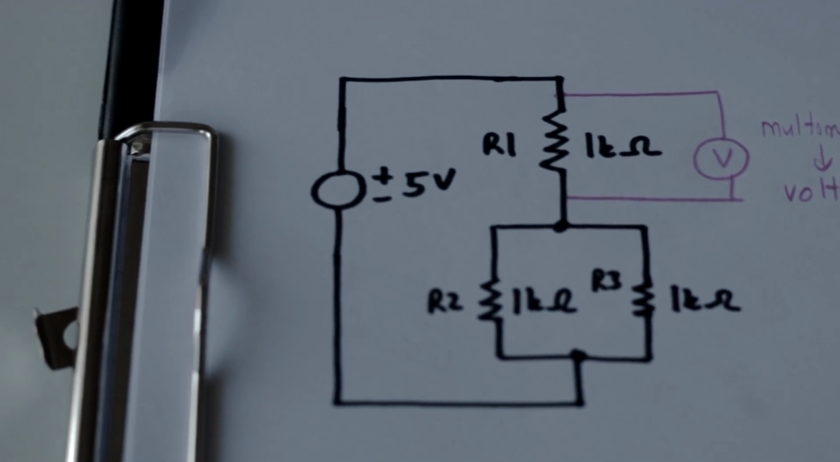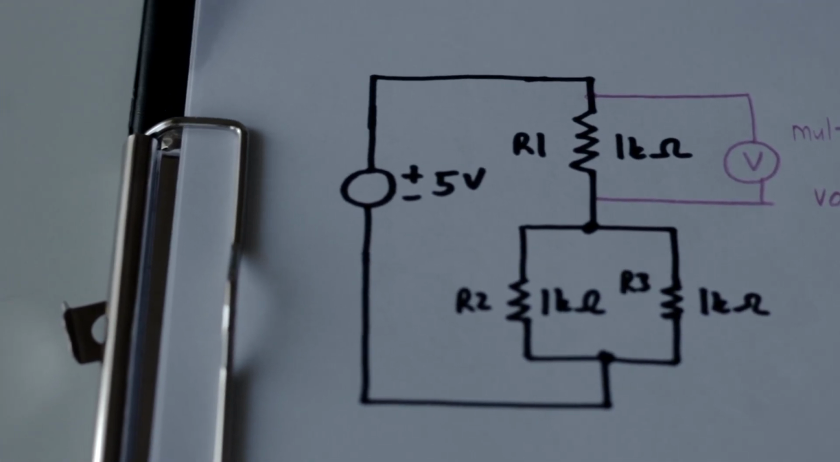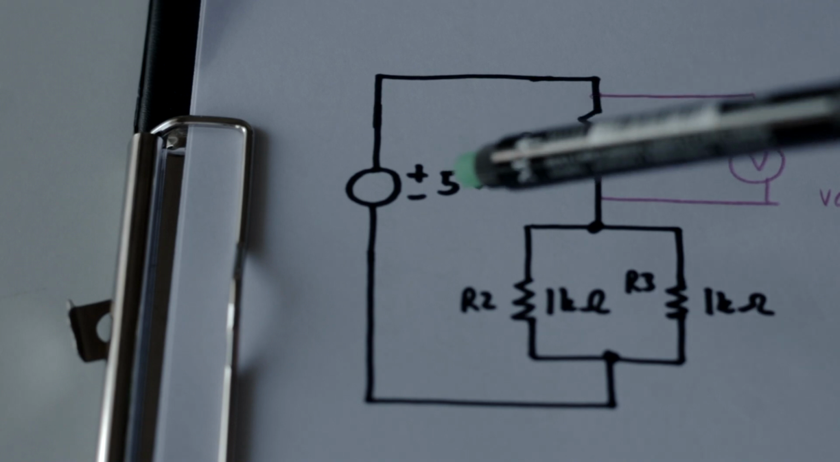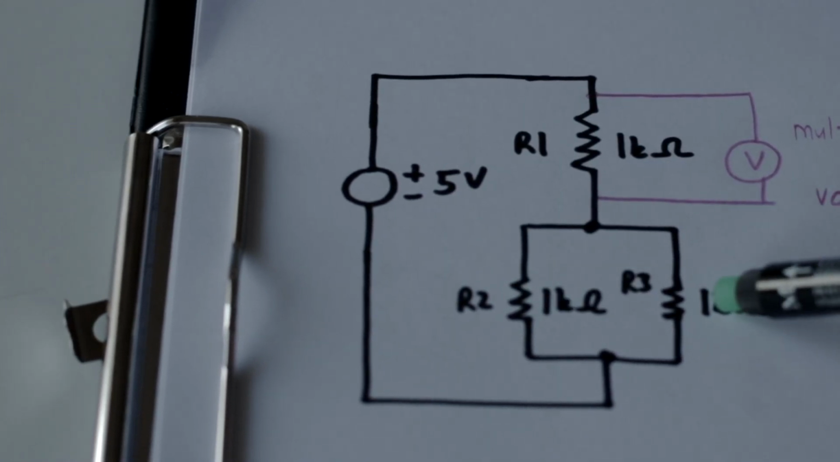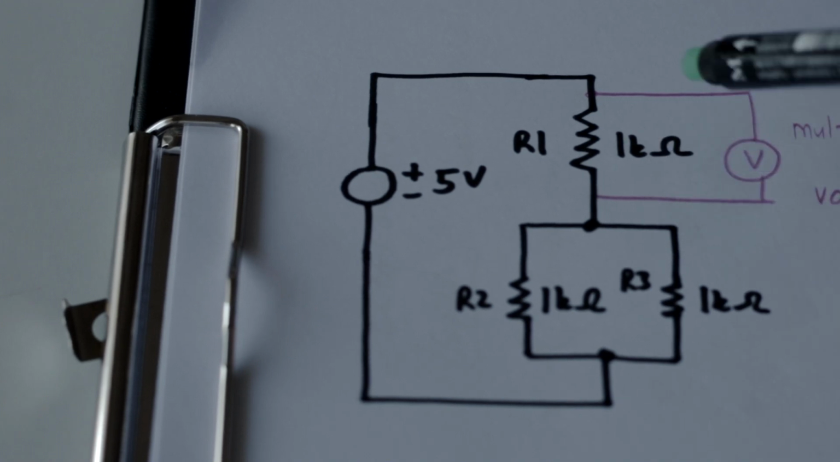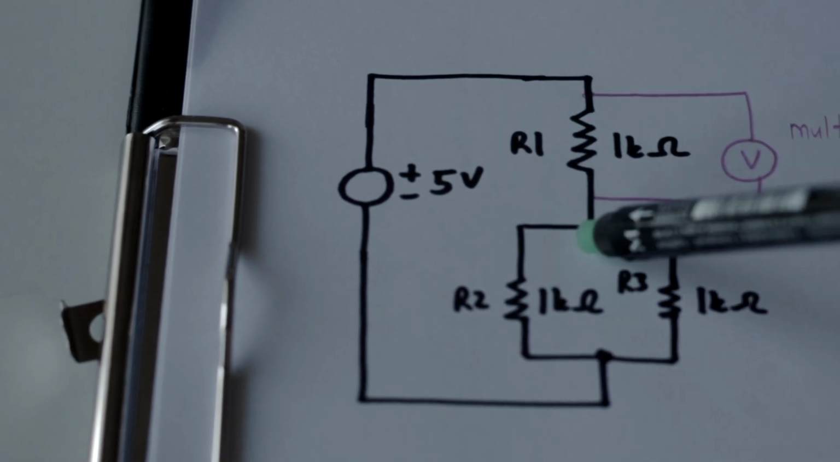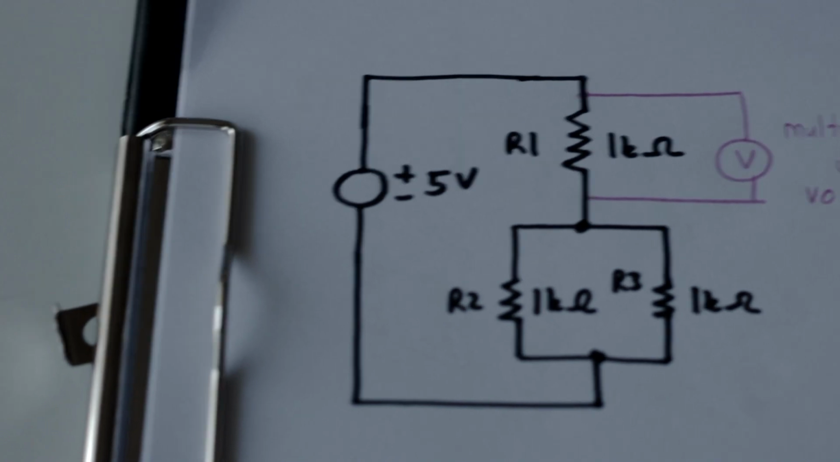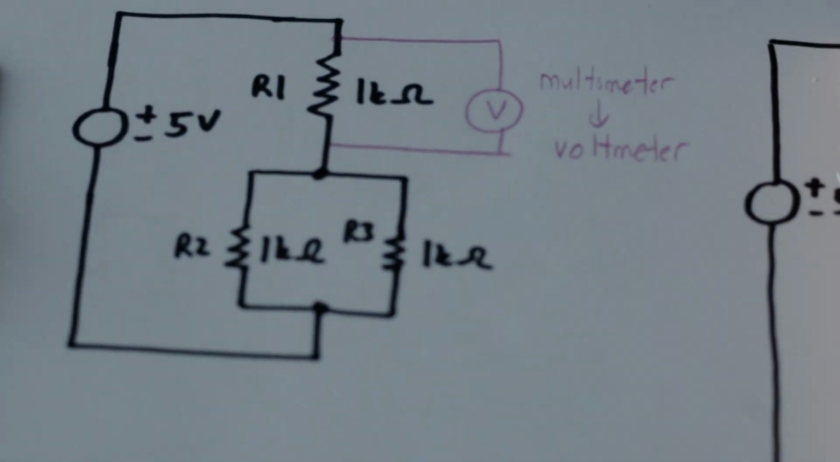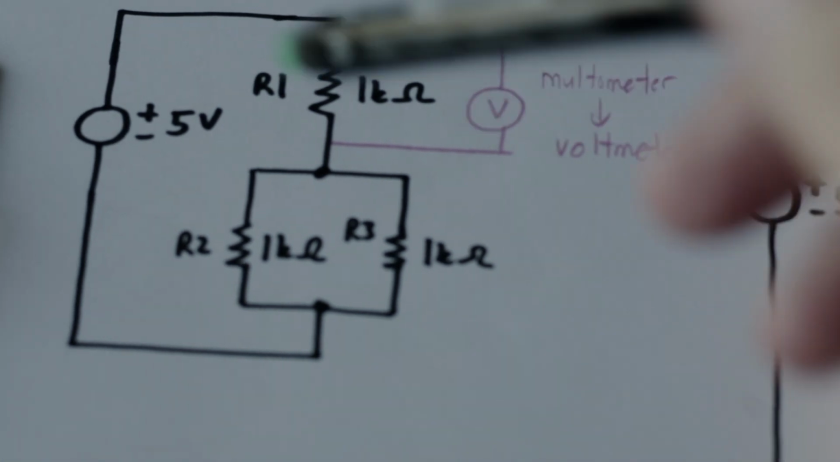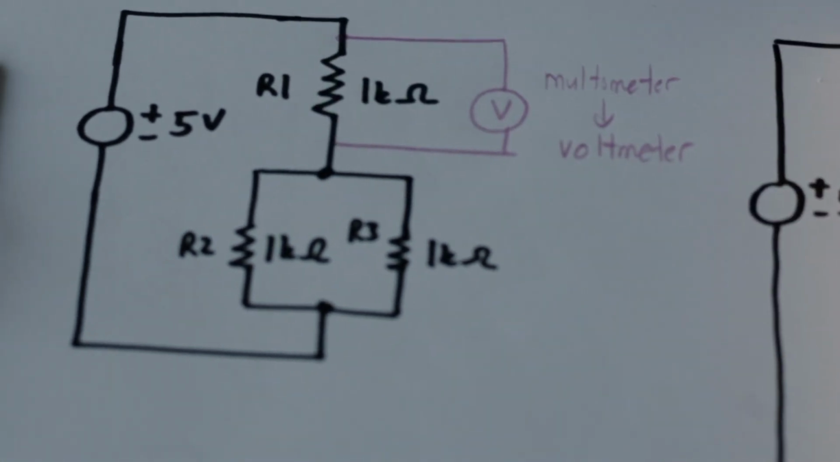Okay, let's recap what we have done. So basically this is our circuit diagram, a 5 volts power source, R1, R2 in parallel with R3, and we wanted to measure the voltage drop across R1. So then I need to put my multimeter in the voltmeter mode across R1, and I need to do it in parallel.